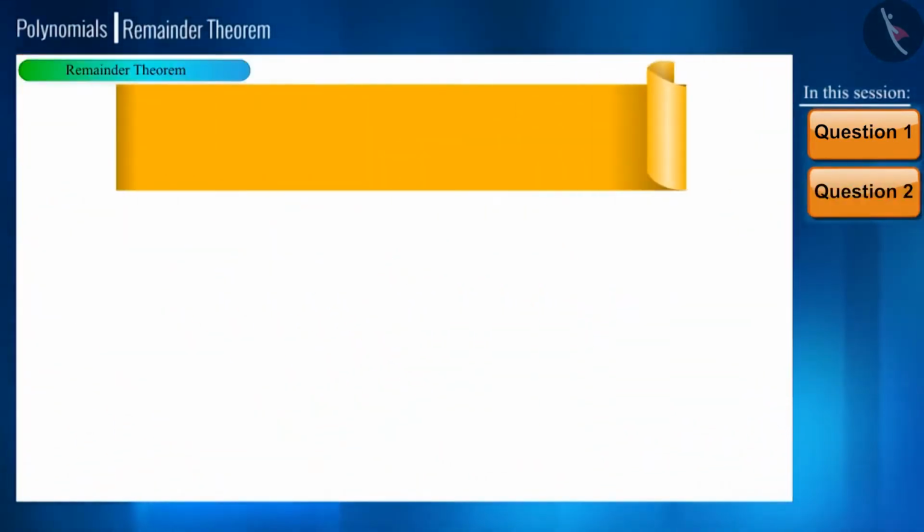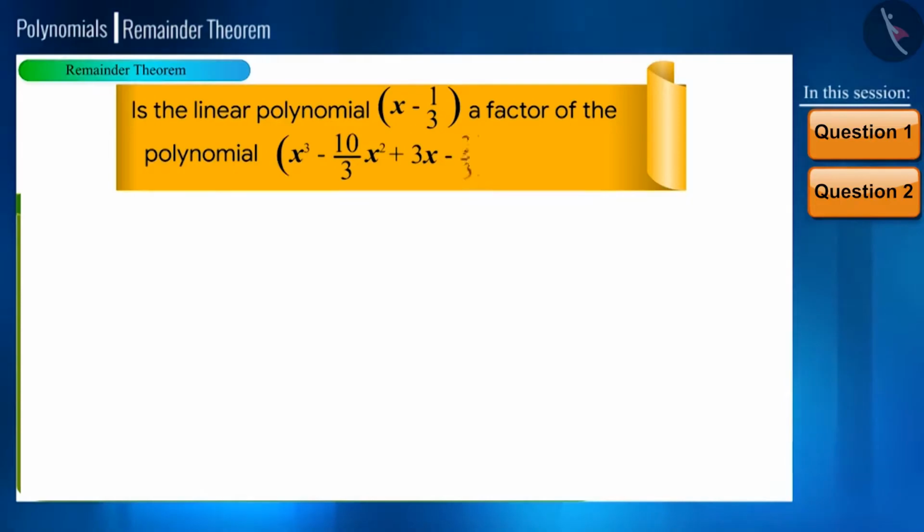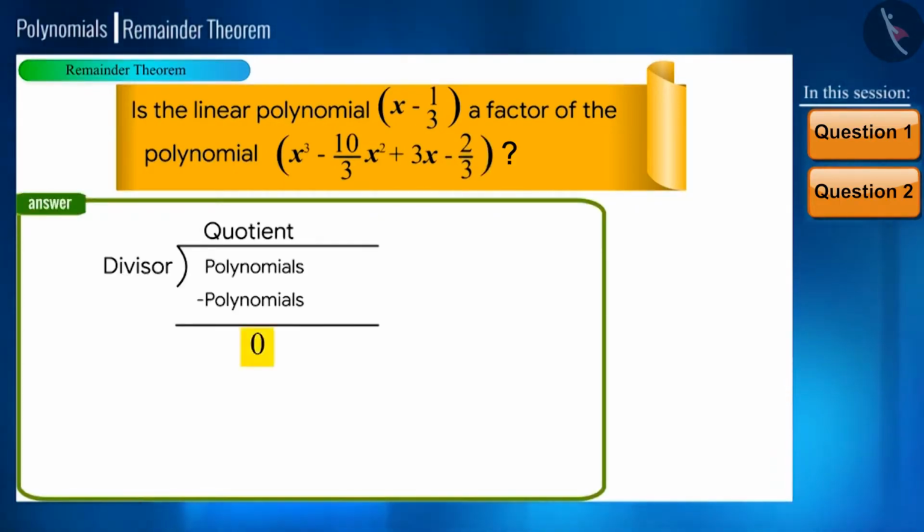Now let's move to the second question. State whether the given linear polynomial x minus 1 by 3 is a factor of the polynomial x cubed minus 10 by 3 x squared plus 3x minus 2 by 3. If on dividing the two polynomials we get the remainder as 0, then we can say that the linear polynomial is a factor of the given polynomial.